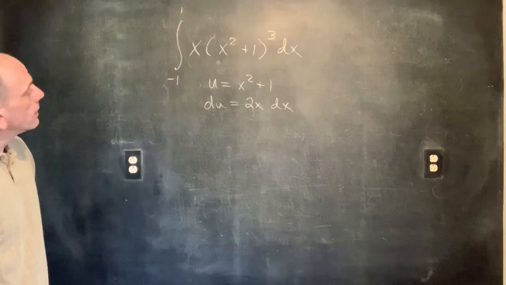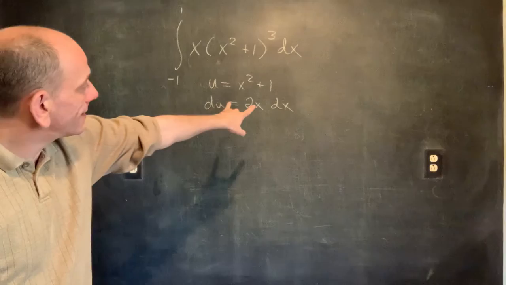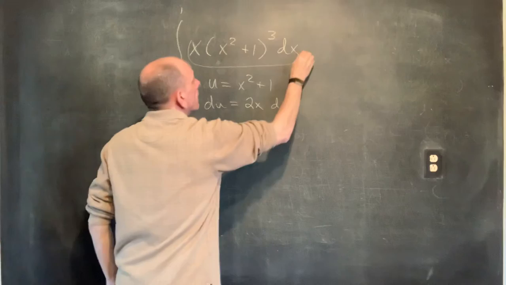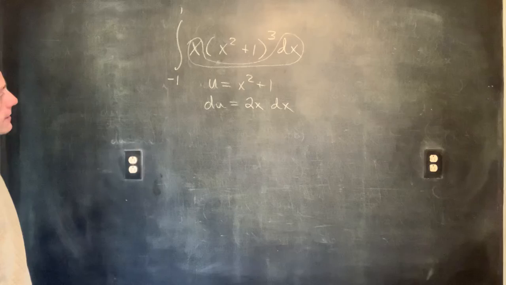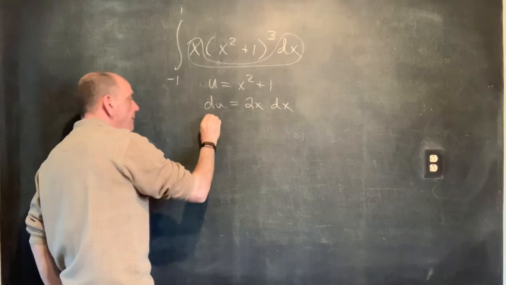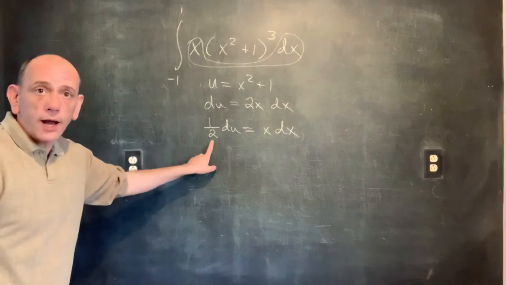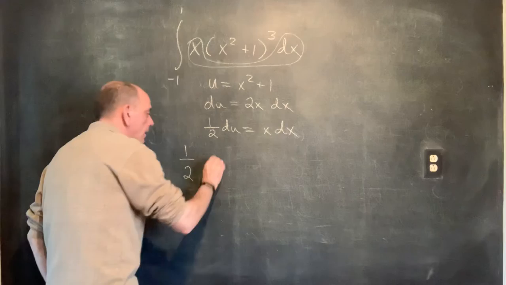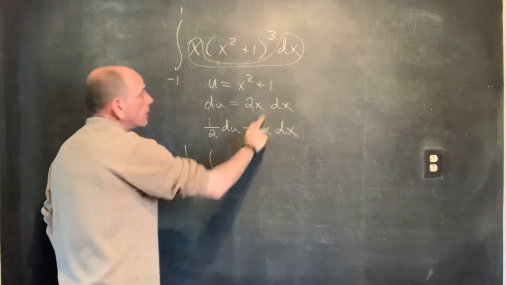I go, okay, I don't care about the 2. It's the x dx that I'm worried about. And I go, sweet. X dx is sitting right there. Fantastic. So I'm going to solve for the x dx. That's what I need to substitute. This 1 half is going to come over here. But I don't care, right? I'm just going to pull that outside. So 1 half integral, I have u cubed. The x dx is du, right? But I pulled the half out.